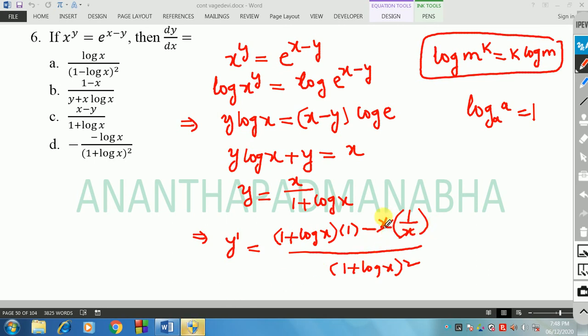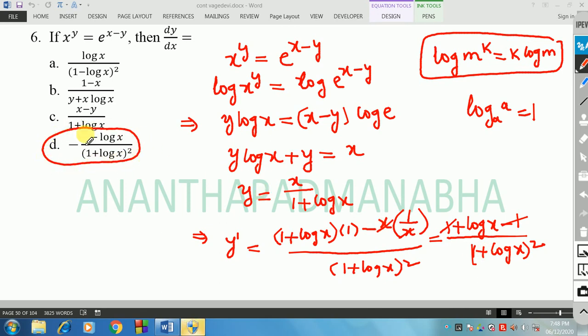So I have minus 1 here because x gets cancelled, and I have 1 plus log x minus 1 by 1 plus log x whole square. So 1 is cancelled here. I have minus log x by 1 plus log x whole square, which is nothing but option D here. Option D is the right answer. Minus of minus log x by 1 plus log x whole square is nothing but log x by 1 plus log x whole square.